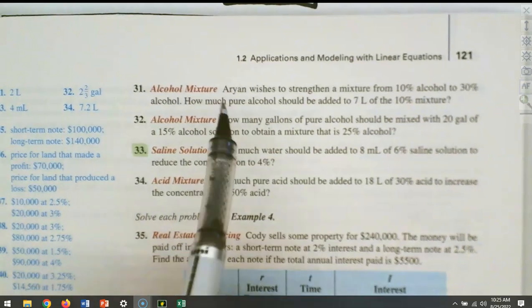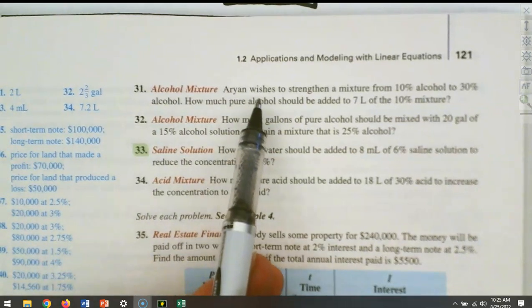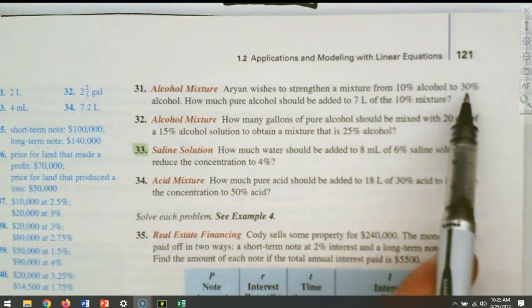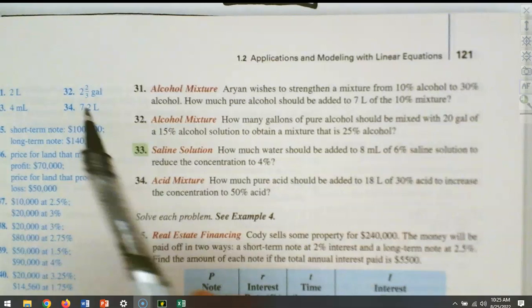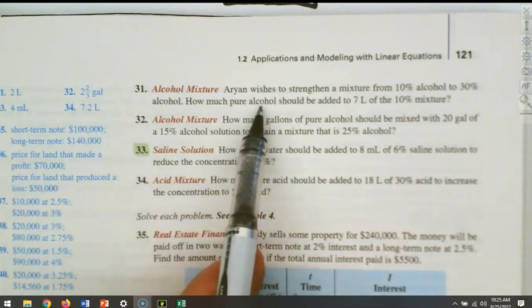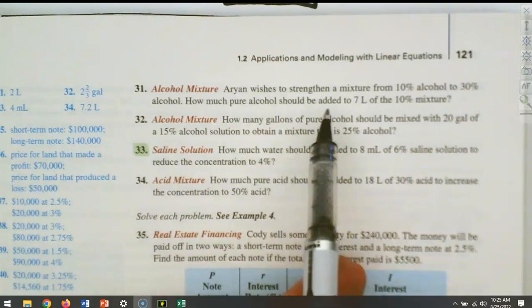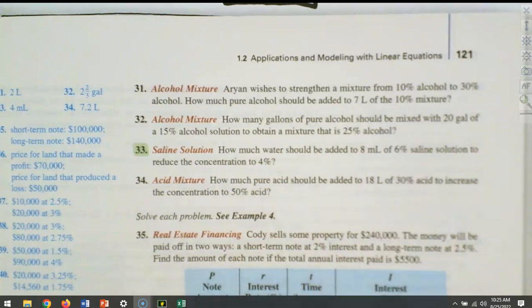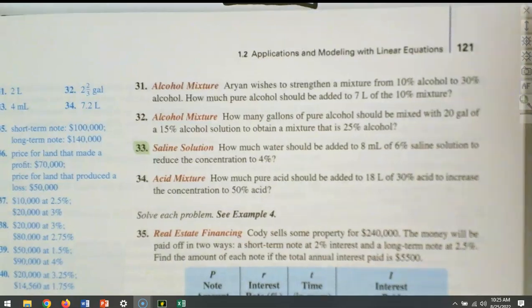So Aaron wishes to strengthen a mixture from 10% alcohol to 30% alcohol. How much, here's a key word here, pure alcohol must be added to the 7 liters of the 10% mixture? So whenever I work with these mixture or the investment questions, I draw a diagram. This is question 31.